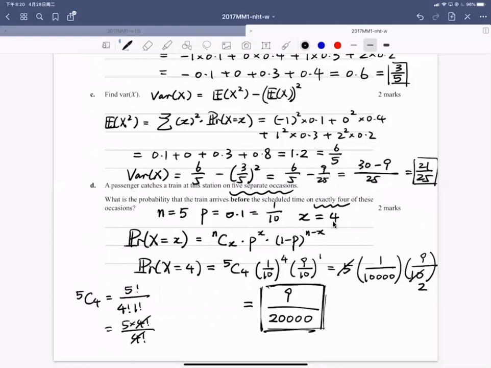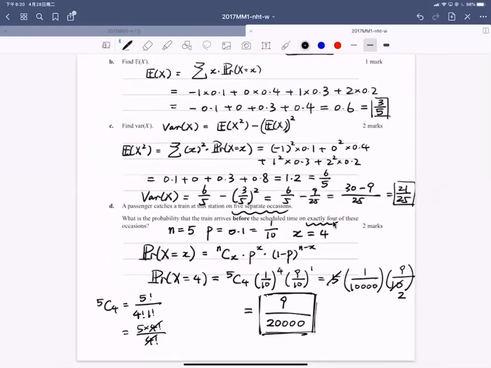Not very hard at all, as long as you know how to formulate the probabilities. All right, moving on.